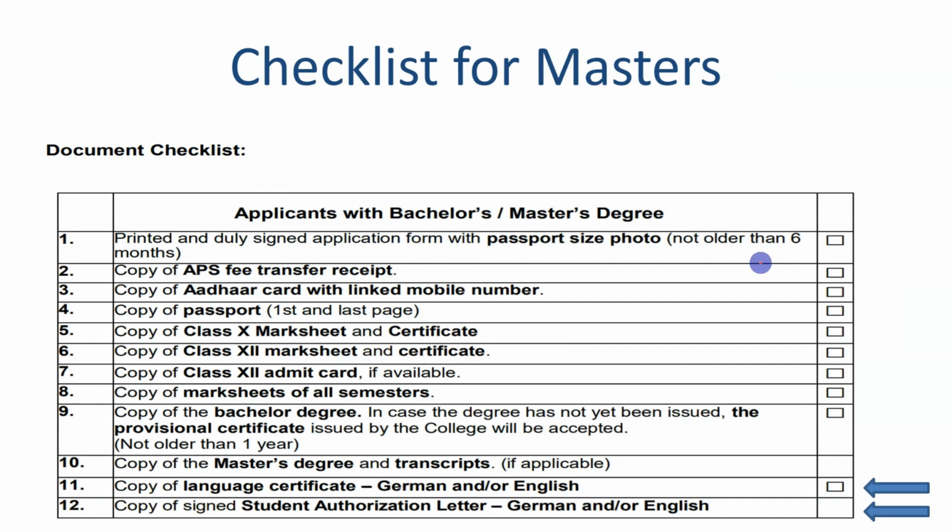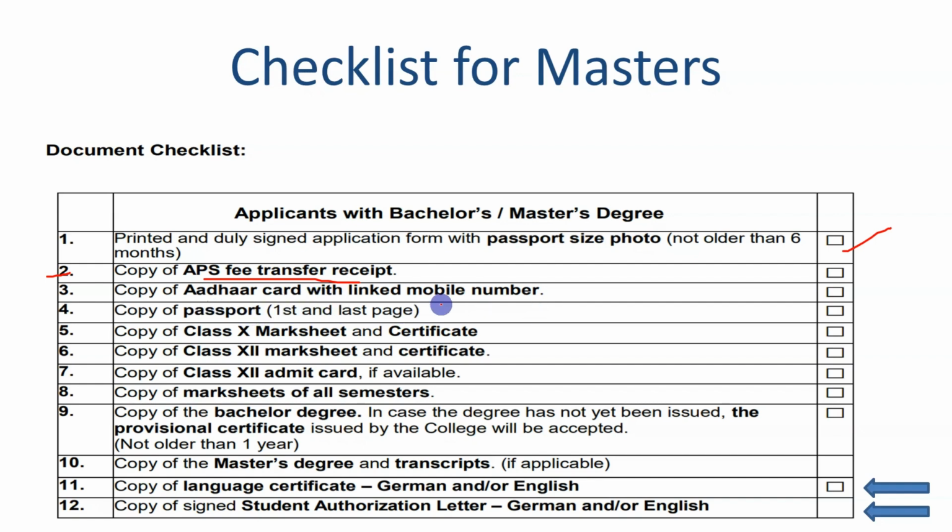You have to send your passport size photo. The second one, if you completed the APS online application process and also completed the transfer of your fees, that is 18,000, the APS fee transfer receipt will be sent to your email. You can take that printout, that is this APS transfer certificate, and the third one is copy of your Aadhaar card that is linked with your mobile number.